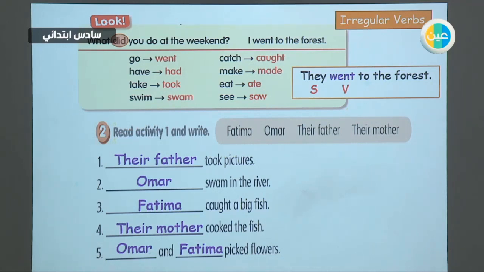So now you know the regular verbs and the irregular verbs, the verbs that we have to change their form to be in the past. Okay?